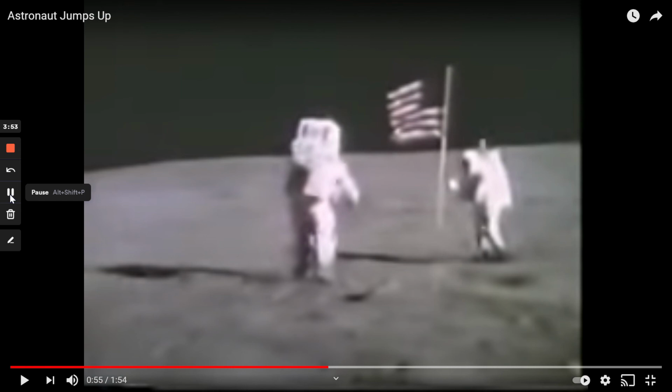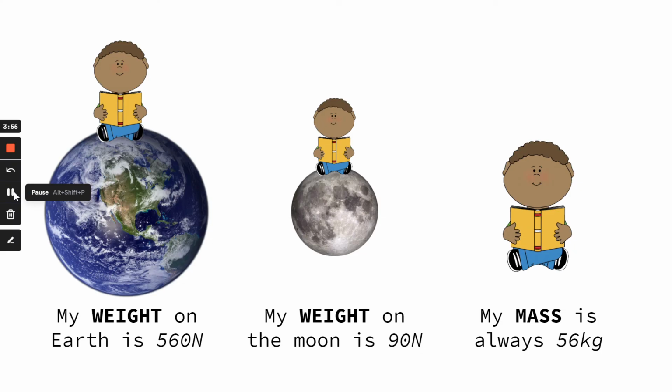Okay, to summarize with this boy, his weight on Earth is 560 newtons, and his weight on the moon is 90 newtons because the moon has less gravitational force, but his mass is always the same. So his weight's going to change because different places have different gravitational forces, but his mass is always going to stay the same. He's still made of the same amount of atoms, no matter where he is.